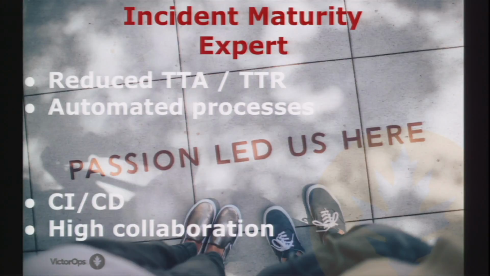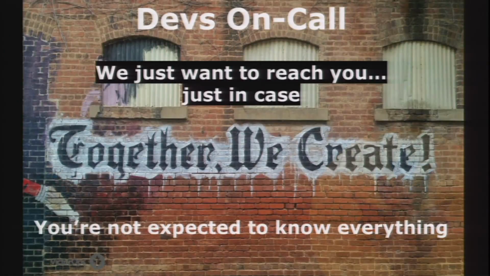Then as you move into being more of an expert, your time to acknowledge becomes more rapid. Your time to resolution is rapid. Automated processes could come into play to help you. Continuous improvement and continuous development are being deployed now. And then you're going to have a lot of collaboration. If you're a dev, people just want to reach you just in case. If things are going wrong and you're really good at helping, people want to reach you. But additionally, if you're a dev, you're not expected to know everything. So there's a balance there to be available and helpful.